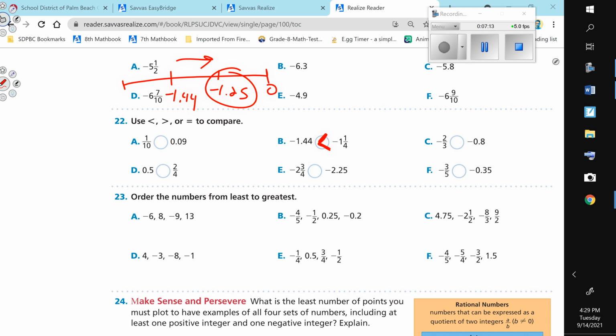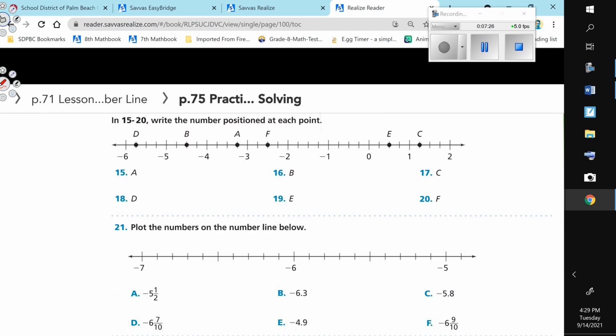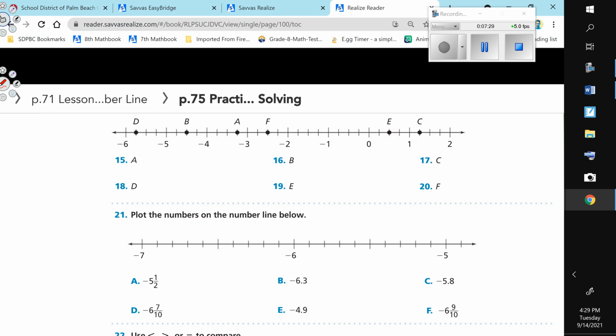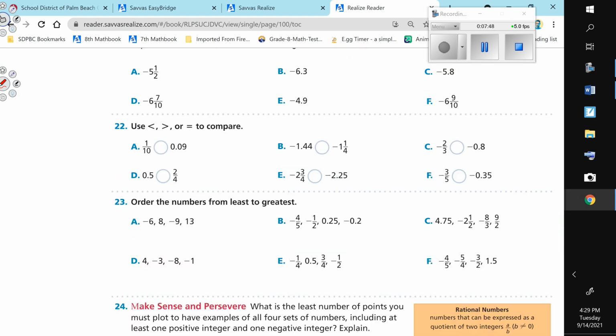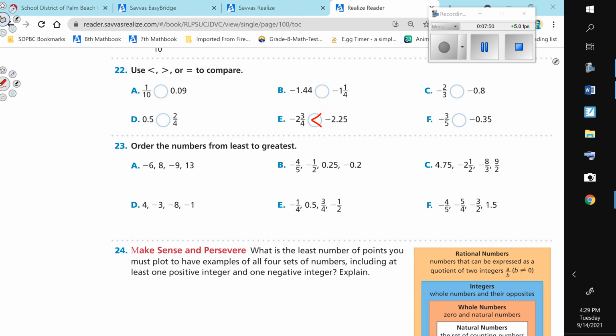And then this is negative 2 3/4, which is the same thing as negative 2.75. So out of these two numbers, negative 2.25 is going to come. And I can actually show it to you, I think. Yep, here's negative 2.25 right here, and here's negative 2.75. So which one is the one on the right side? It's this one right here. So that's going to have the greater value than negative 2.75. And so this is going to be my answer.